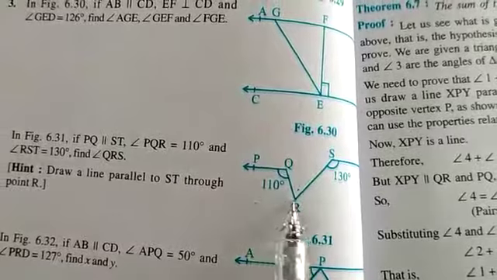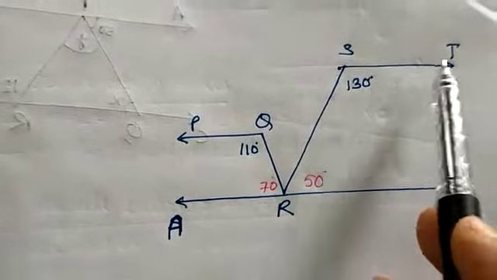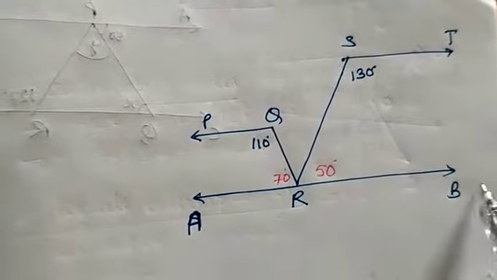So we need to draw one line here parallel, as given in the hint. I have drawn it here already. I have drawn AB parallel to ST or PQ. I have drawn one line here through R, and that we write in the part of the constructions. I am going to start with this.